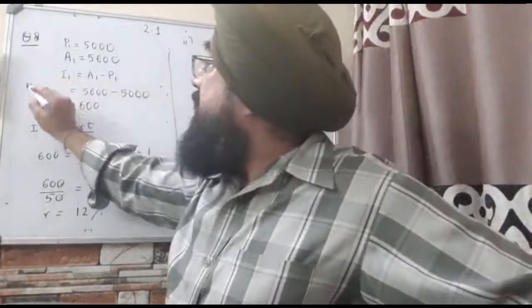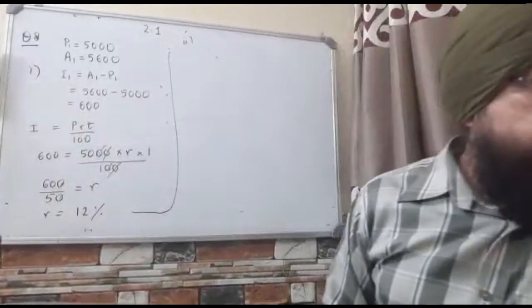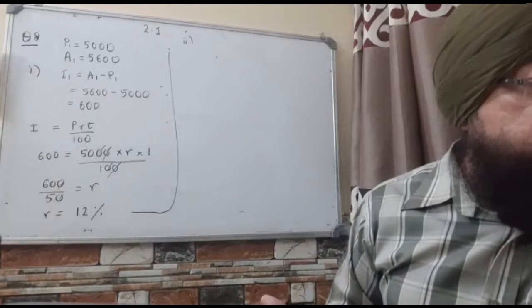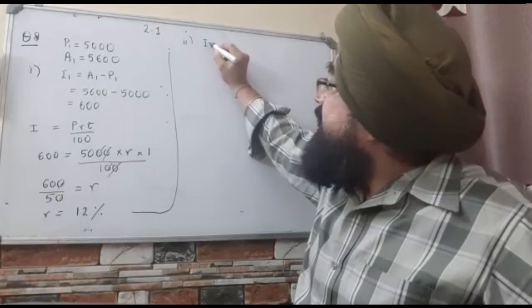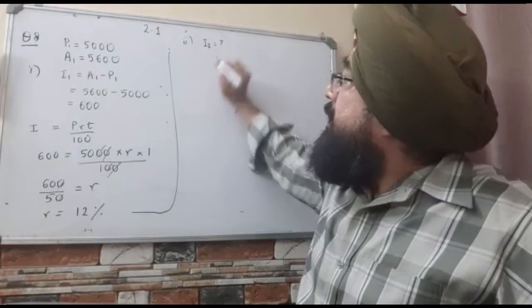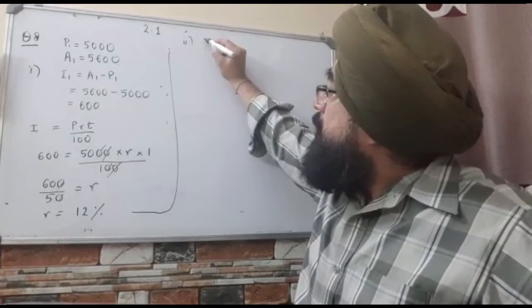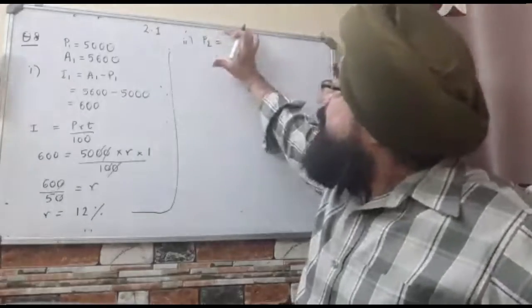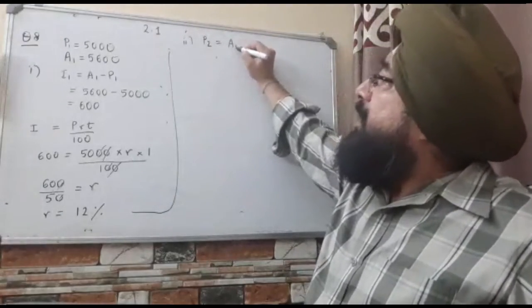This was your first part done. And now you are doing the second part. The interest calculated in the second year. What interest he has to get for the second year, that is I2, आपको निकालना है. So for that, first of all, you need to know your P2, principal for the second year. Principal for the second year is nothing but the amount at the end of 1 year.